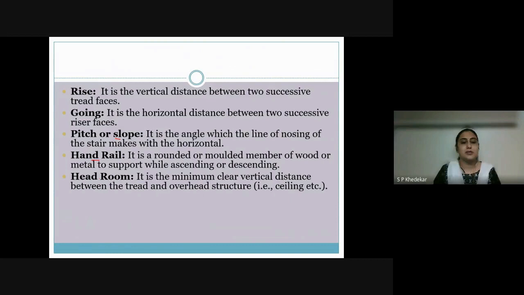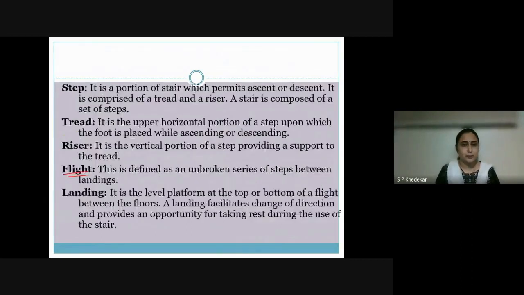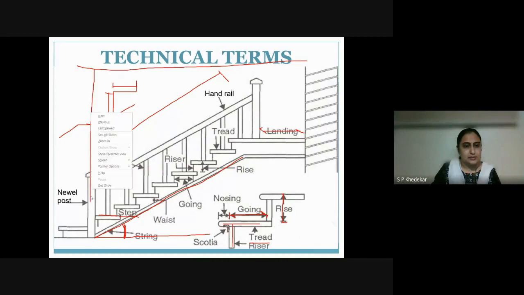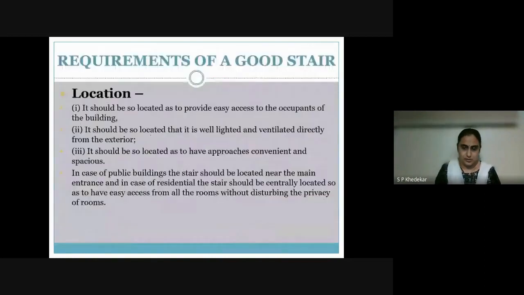And the next element is headroom. Headroom is nothing but the minimum clear vertical distance between the tread and the overhead structure. Means, if this is a tread, and if this is a slab over here, then this vertical distance is called the headroom. These were the terms.